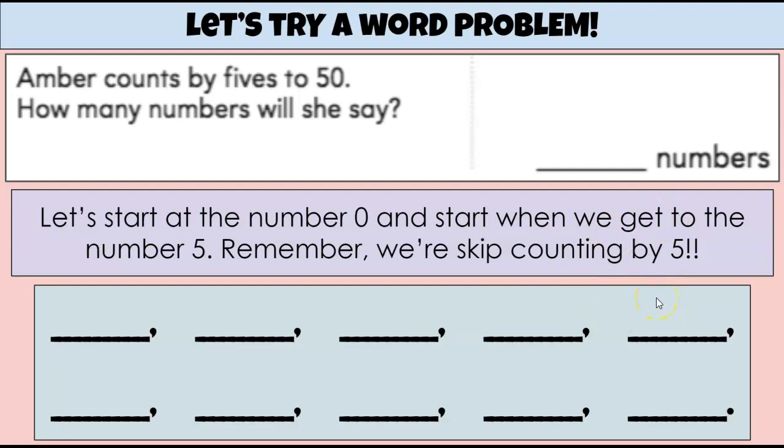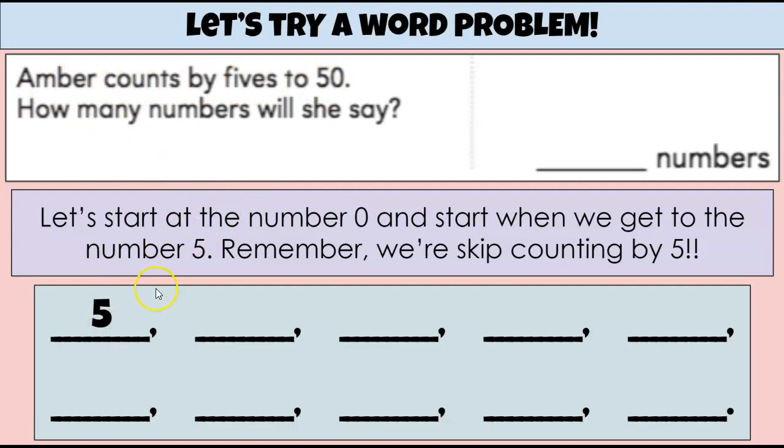All right, we're going to try a word problem today, and then I will let you work by yourself. So it's number 9, and it says Amber counts by fives to 50. How many numbers will she say? Well, let's start at the number 0 and start when we get to the number 5. Remember, we're going to skip count by 5, okay? So she's counting by fives to 50, so I'm going to start with 5.